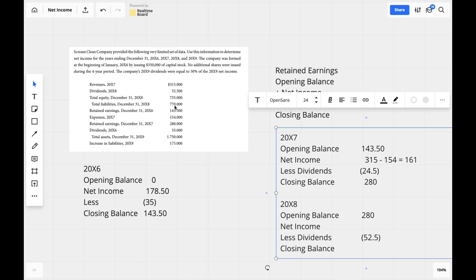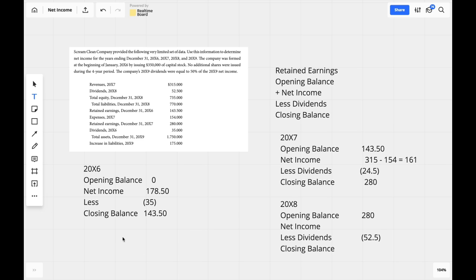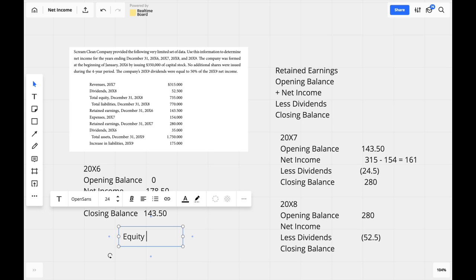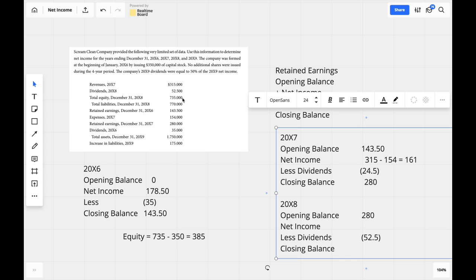So really, what I would do is you've got to take the equity of 735, and you've got to take off the original capital, because the only difference is going to be retained earnings. So 735 minus 350 is 385. And what that amount is going to be, that's actually our closing balance.